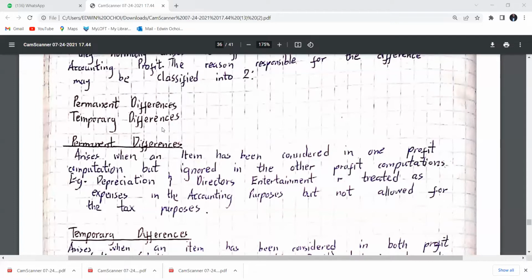So that is why we say that a permanent difference is when one item has been considered in one profit computation, but ignored in the other profit computation, whereby you find that an item has been considered in accounting profit computation, but ignored in taxable profit computation. Like now you are told depreciation, directors' entertainment are treated as expenses for accounting purposes, but not allowed for tax purposes.